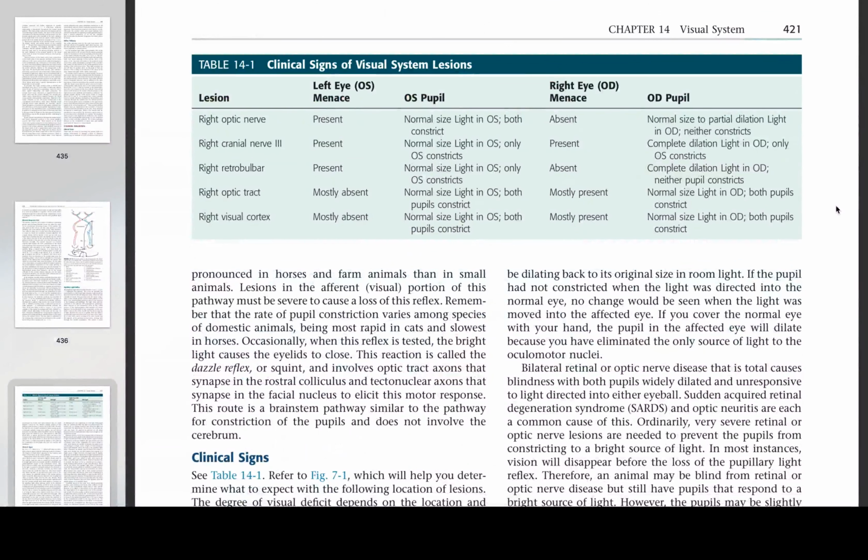Refer to Figure 7-1, which will help you determine what to expect with the following location of lesions. The degree of visual deficit depends on the location and extent of the lesion in the visual pathway. Lesions that destroy the retina or optic nerve in one eye cause blindness and a normal to slightly dilated pupil in the eyeball. Pupil size may be normal in the affected eye if enough light enters the normal eyeball to stimulate both parasympathetic nuclei of the oculomotor nerves.